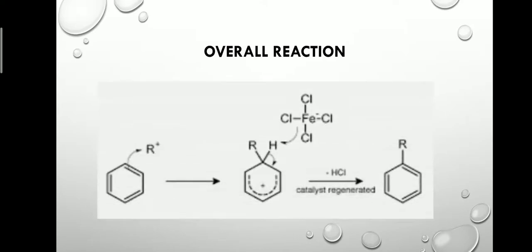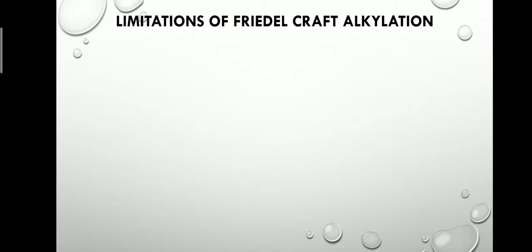So the overall reaction is this one. Your benzene reacts with the electrophile, the alkyl cation, and loses its aromaticity, and to regain its aromaticity it loses a proton, H plus, and forms an alkyl derivative. So next, what are the limitations of Friedel-Crafts alkylation?